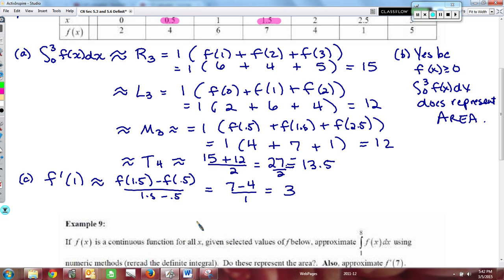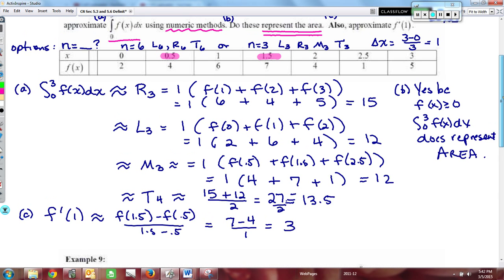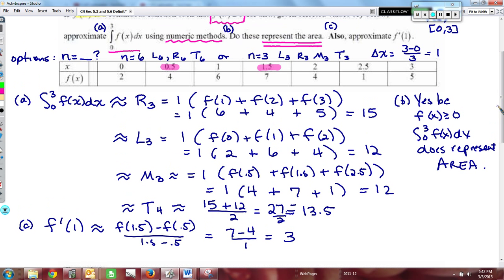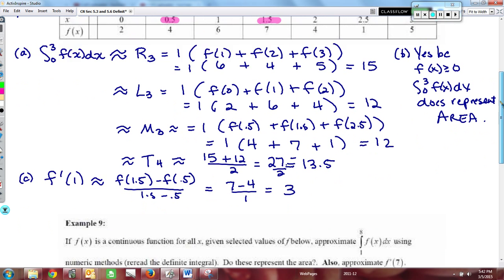Okay, and so that would be what they're looking for in a problem like this, which is fairly straightforward as long as you're paying attention to what exactly they're asking us. So this is where you're doing approximations. Notice I have approximated an integral and I have approximated a derivative. So they're going to work you both ways and make sure you know how to do approximations.